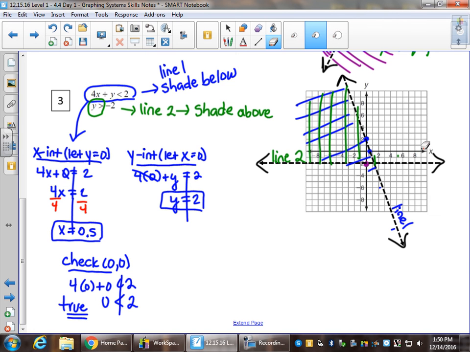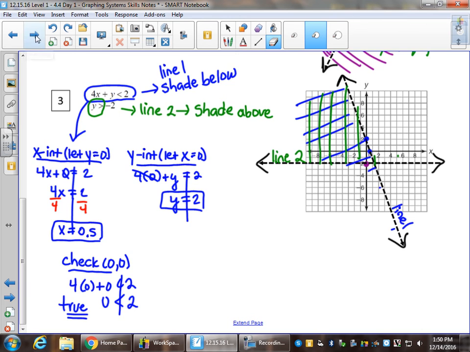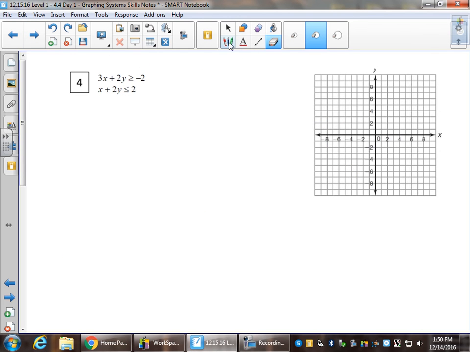And we are done with number 3. Let's work on number 4 together. Take a look at number 4. What do you notice? Well, the first thing I notice is that neither of these are solved for y.